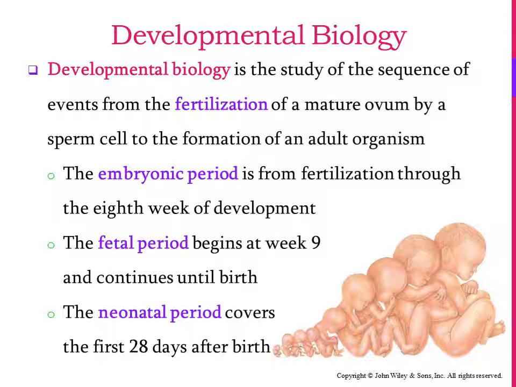Developmental biology looks at the sequence of events that occur from the moment of fertilization, when the nuclei of a sperm and an ova unite, to the birth of the infant, and then development into an adult organism. The embryonic period of gestation is from fertilization through the first 8 weeks of development. It's a very sensitive time.